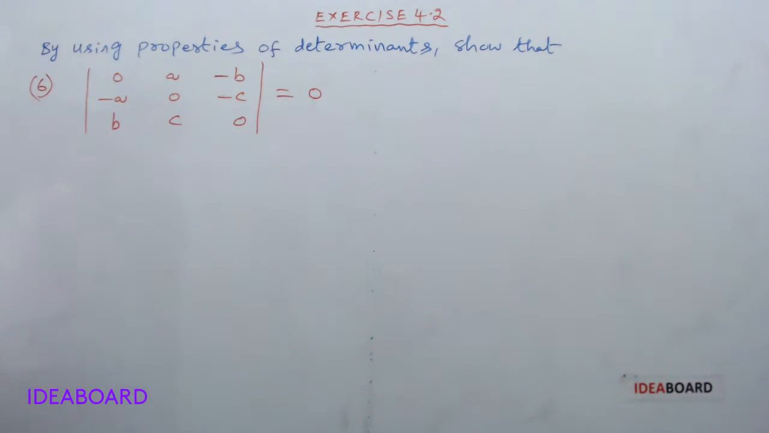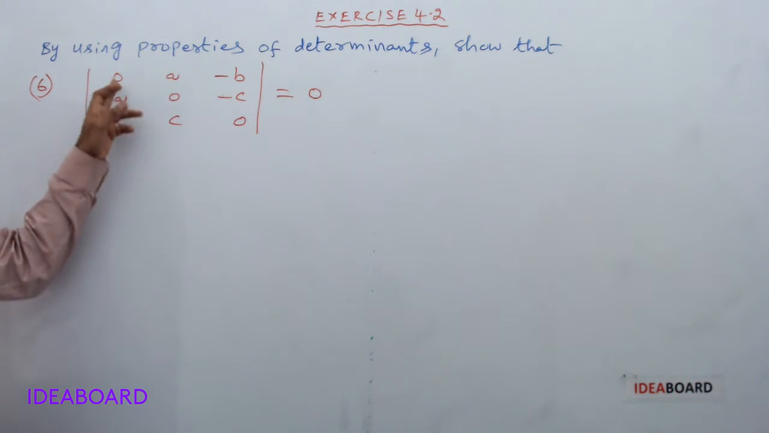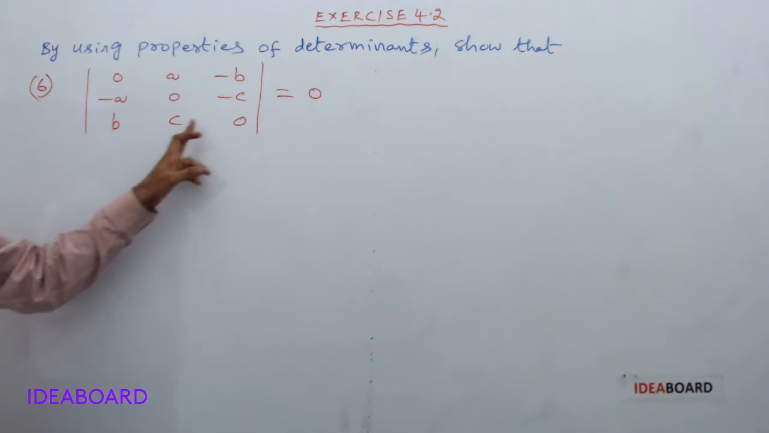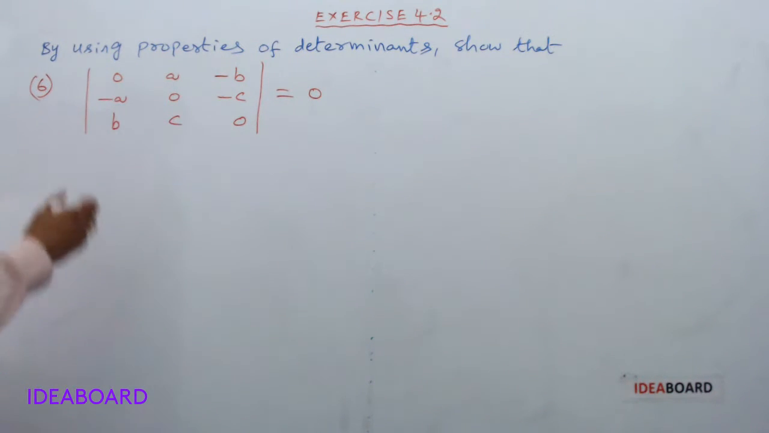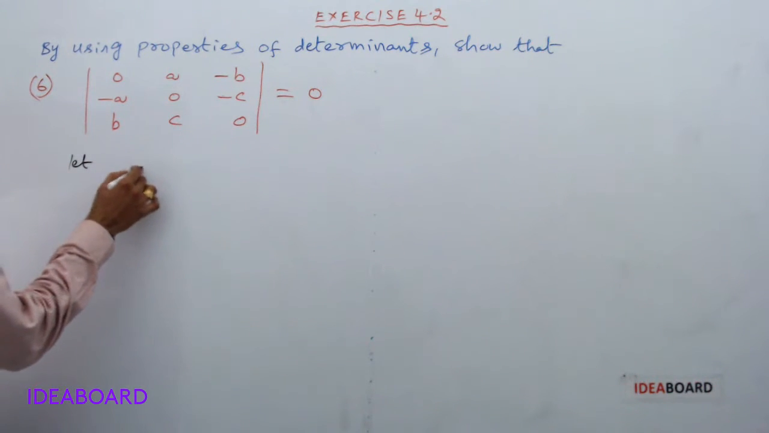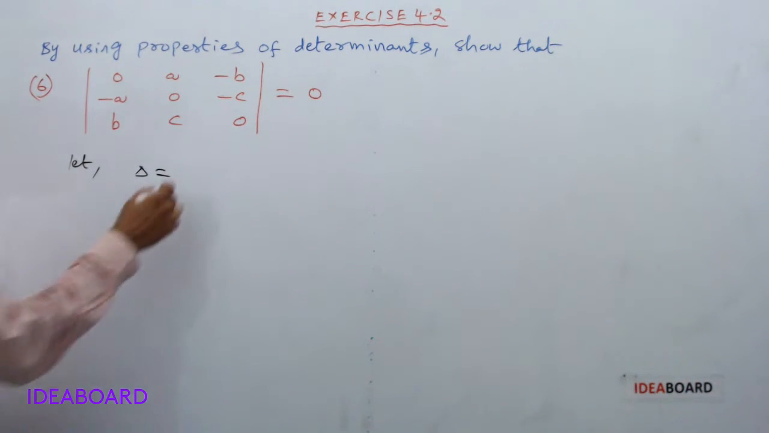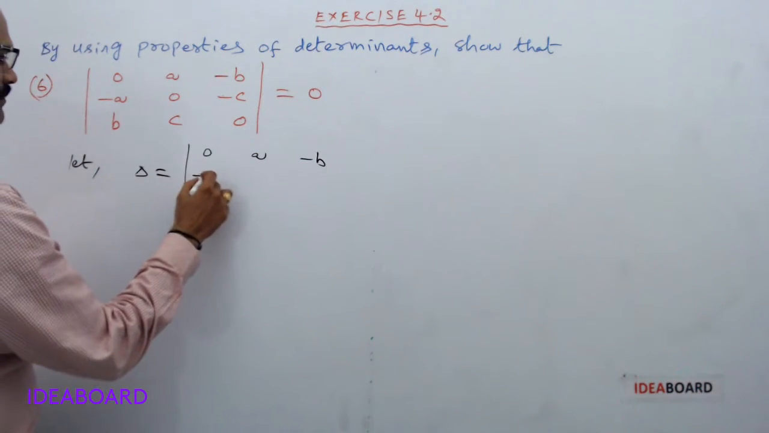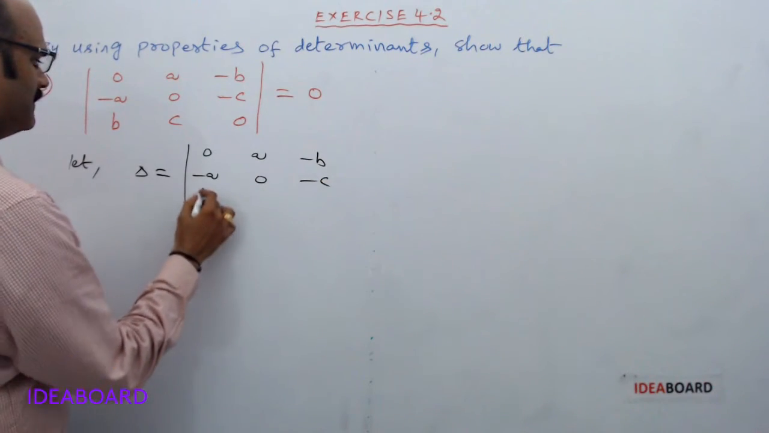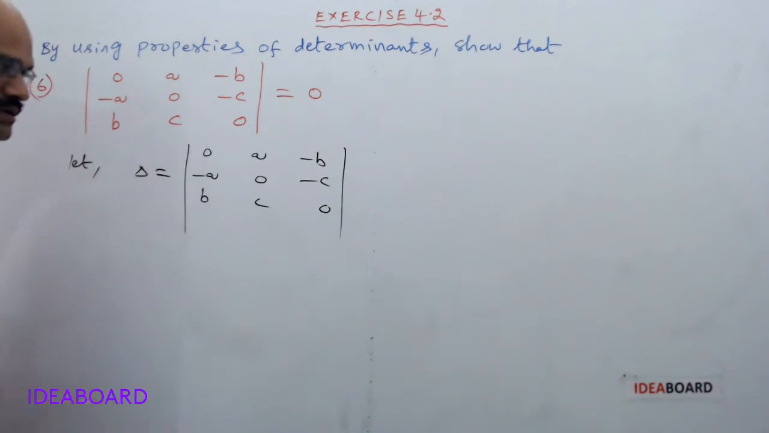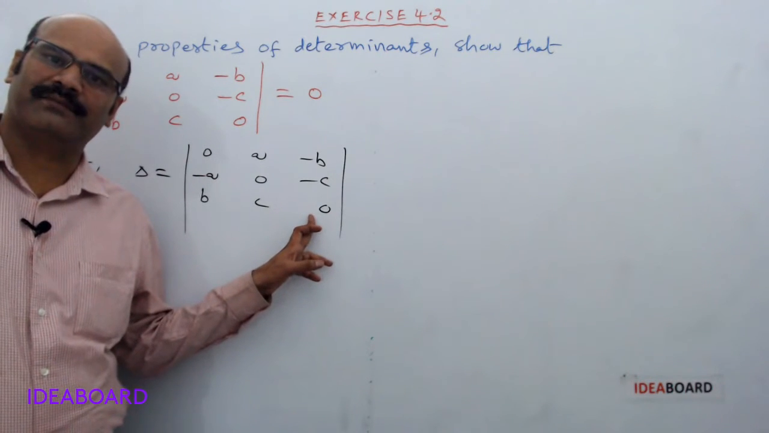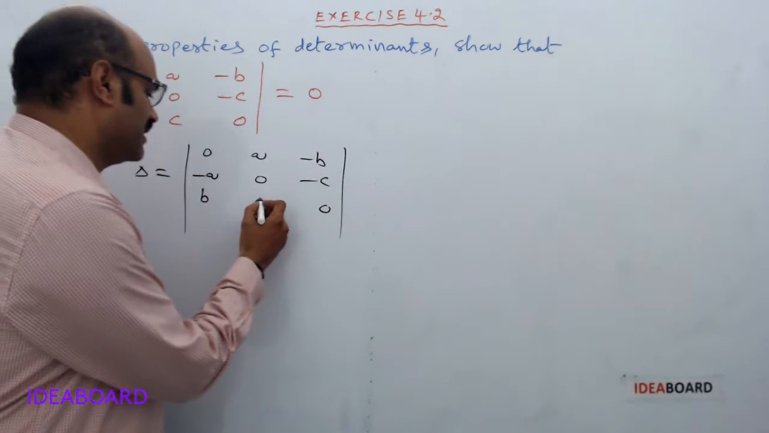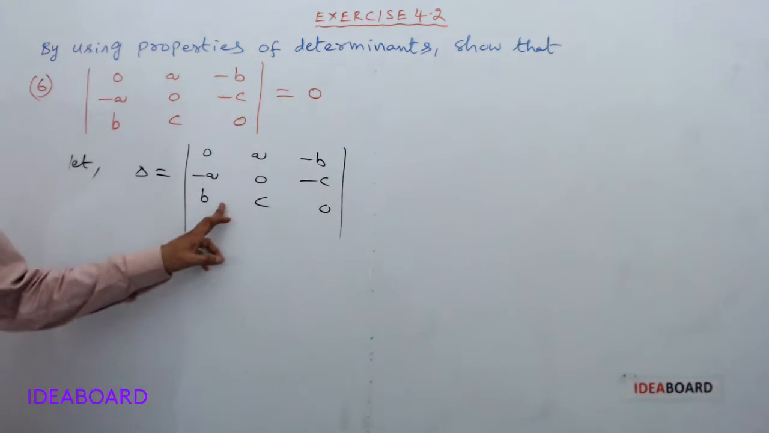Sixth problem, determinant of 0 a minus b, minus a 0 minus c, b c 0. Here let delta equal to the determinant of 0 a minus b, minus a 0 minus c, b c 0. This is a skew-symmetric matrix of order 3 by 3. We know that the determinant of a skew-symmetric matrix of order 3 by 3 is always equal to 0.